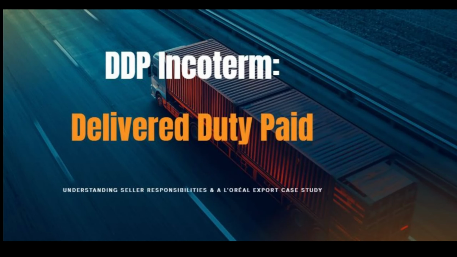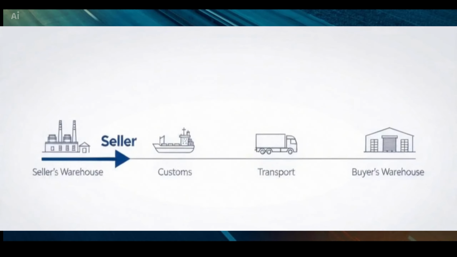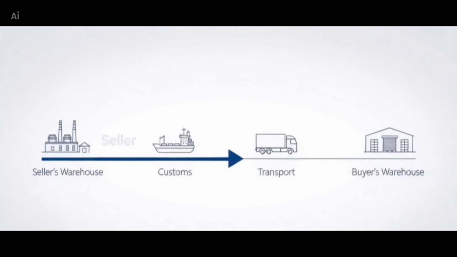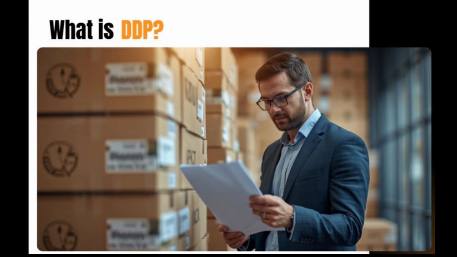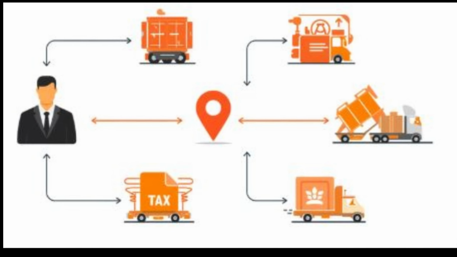Hey, international trade has created Incoterms to define the responsibility between buyer and seller. DDP, Delivered Duty Paid, means the seller is responsible for everything from origin to the buyer's final destination. The seller handles it all. The buyer only receives the goods.